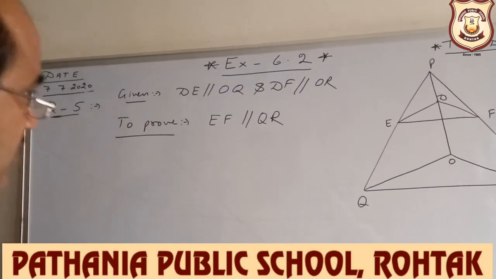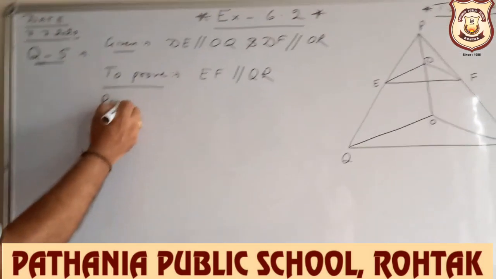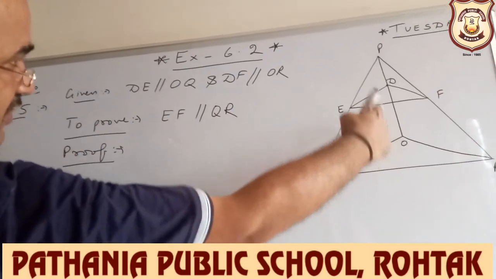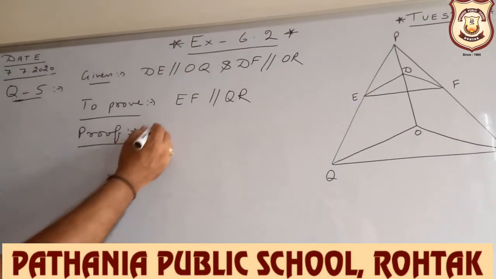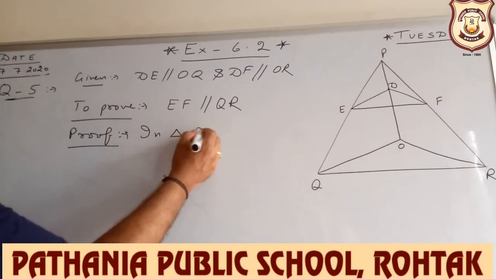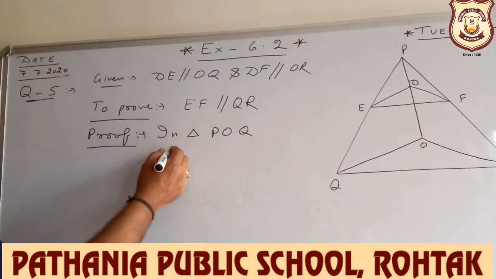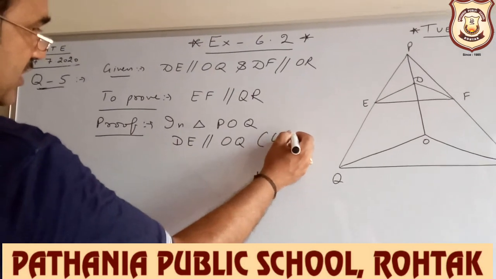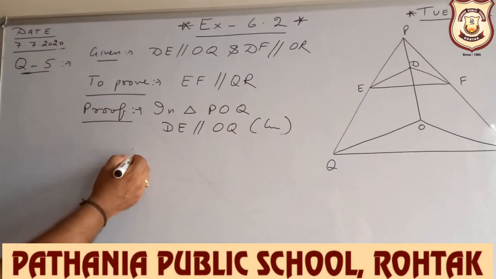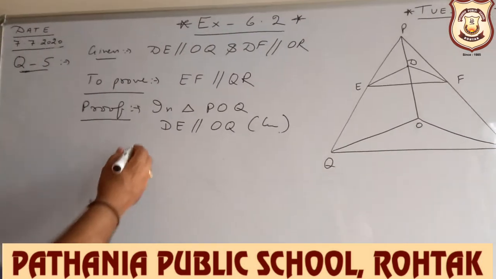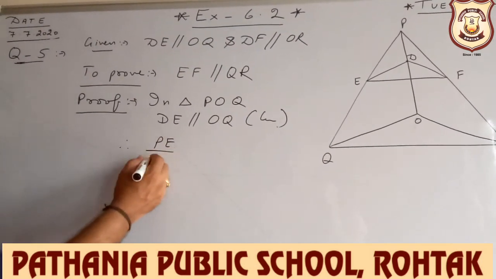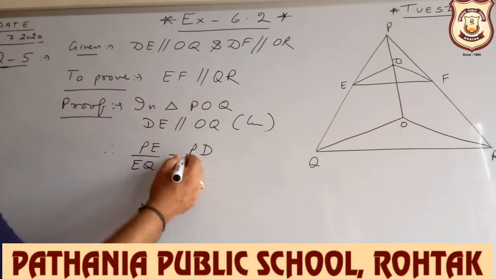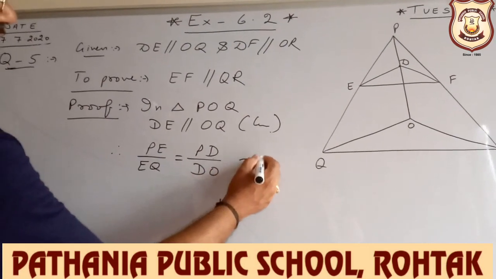See student, the proof. DE is parallel to OQ. In which triangle? POQ. In triangle POQ, DE is parallel to OQ. It is given. Therefore, PE upon EQ equals PD upon DO. Mention this one as 1.